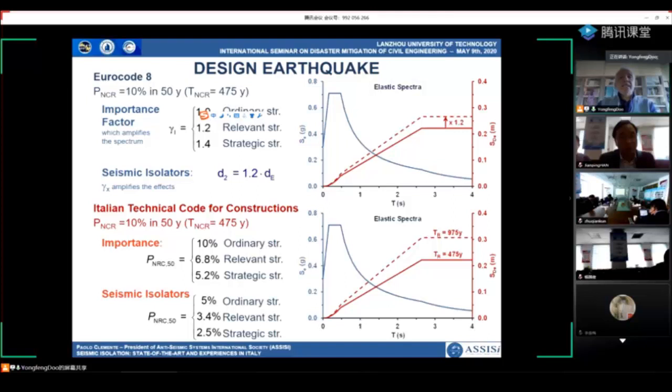Eurocode EC8, we account for the importance of a structure by amplifying the elastic spectrum by an importance factor, 1.2 for relevant and 1.5 for strategic structures. Then we multiply the design displacement by 1.2 for the check of the isolator. According to the Italian code, we account for the importance of a structure by reducing the probability of exceedance of the design earthquake, so considering higher seismic acceleration. And the same we do for the check of the isolators.